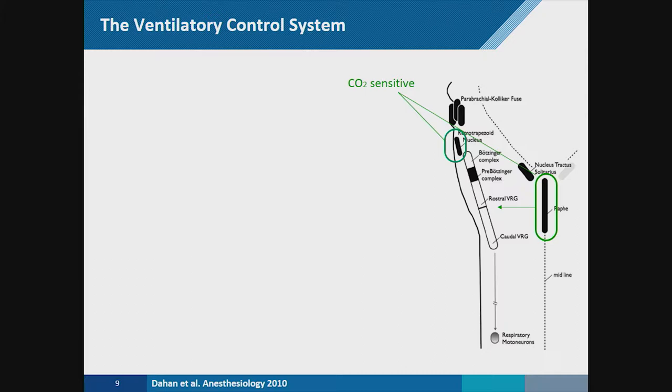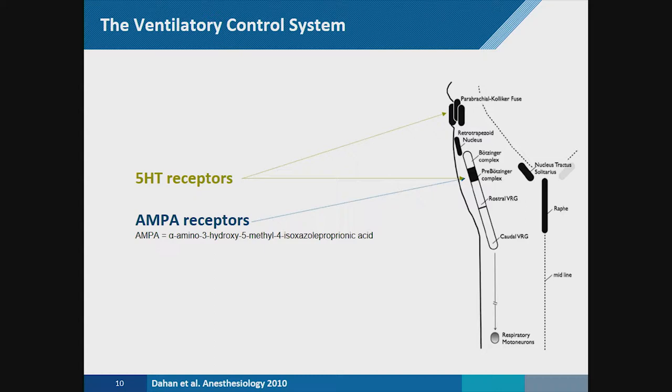Chemosensitive areas are present. So these areas are sensitive to CO2. I will show you some CO2 responses, so this is important. But what is most important is that we have specific neuromodulators in the brainstem. These neuromodulators are very important in sustaining breathing. In fact, they activate breathing.